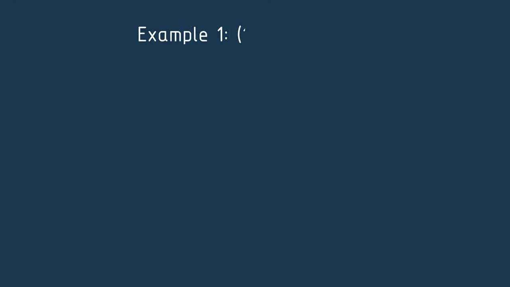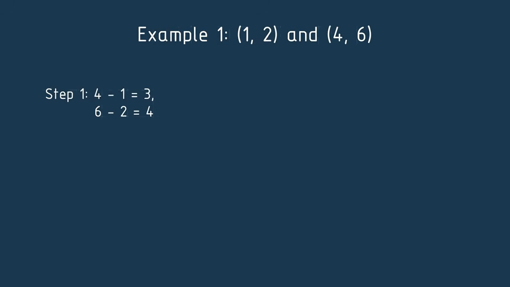Now let's solve example 1. Find the distance between (1, 2) and (4, 6). Step 1. Find the differences. 4 minus 1 equals 3, and 6 minus 2 equals 4. Step 2. Square each difference. 3 squared equals 9, and 4 squared equals 16.